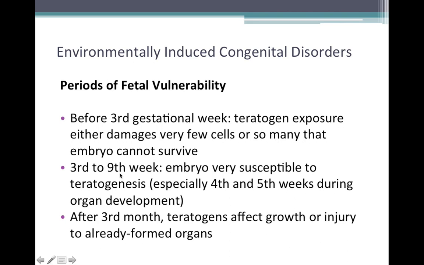Now, between the 3rd and 9th weeks of development, the embryos are very susceptible to teratogenesis because during this period of time, there's a lot of organ differentiation, and these processes can be easily disrupted by chemicals, viruses, or radiation. But after the 3rd month of development, teratogens will influence the maldevelopment of already formed organs. So there'll be less severe mutations, but they're going to affect already formed organs.